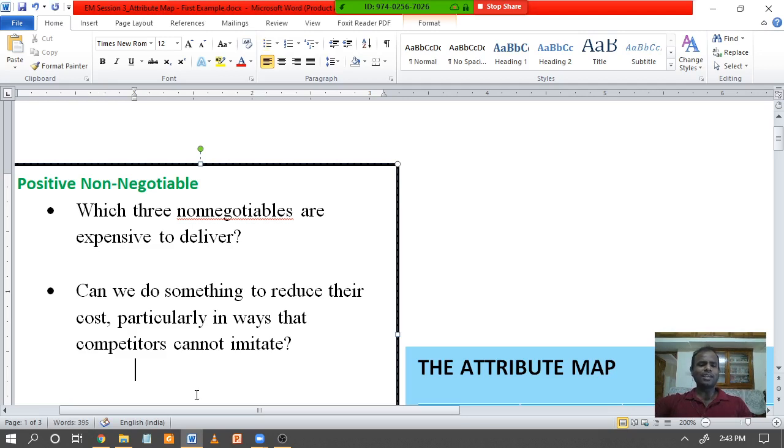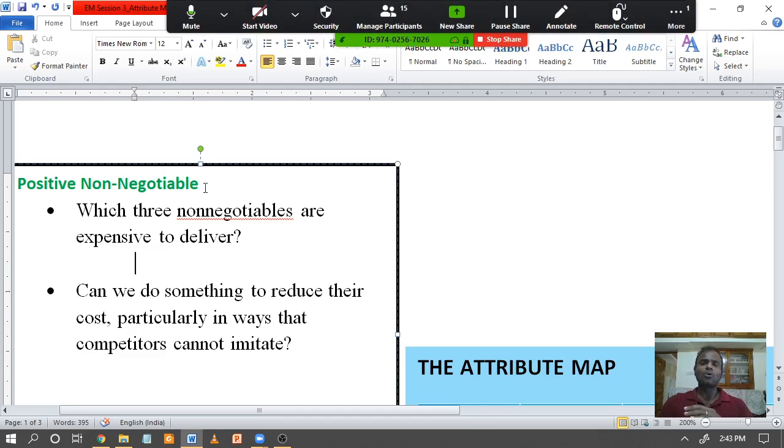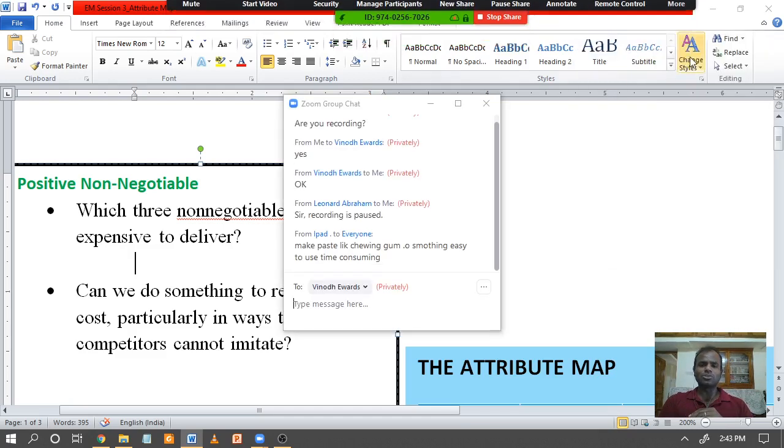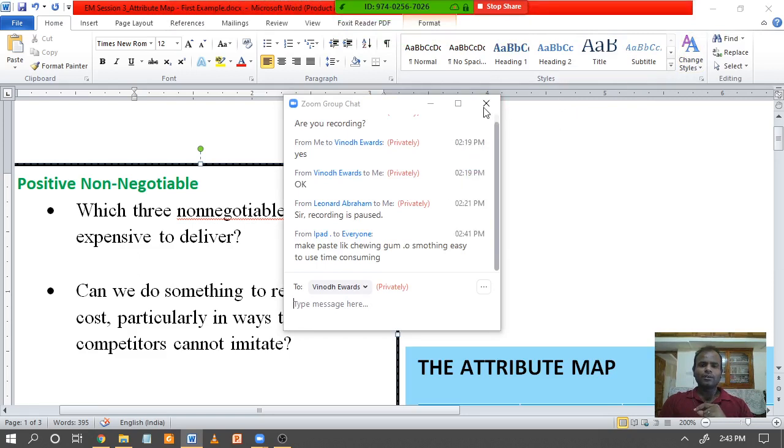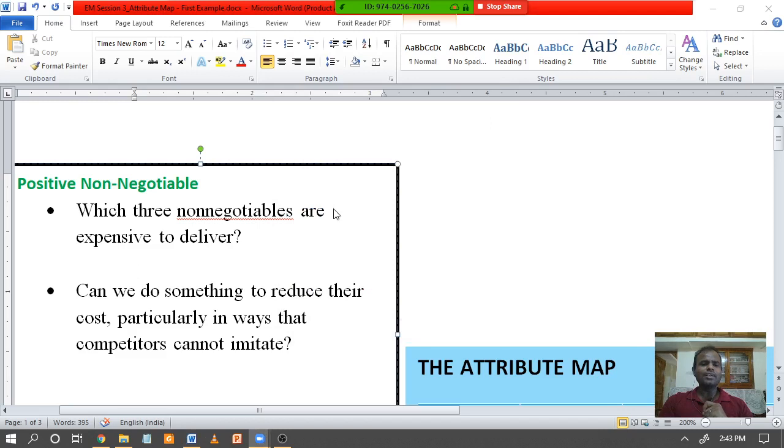Okay, now let me take one example which is pretty close to us. Let's take the example of maybe our university. The admissions are coming very soon, and we know there is stiff competition in getting students admitted in universities now, and all these things are going on. Now let me ask you one question. What would be a positive non-negotiable to deliver from the perspective of a university?